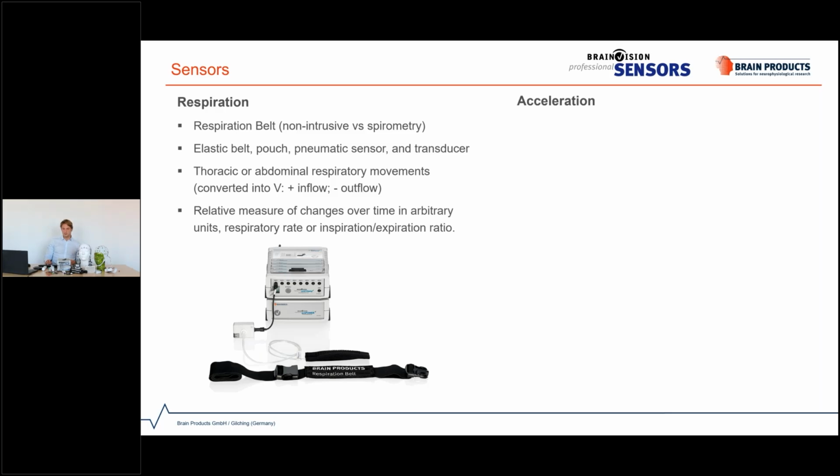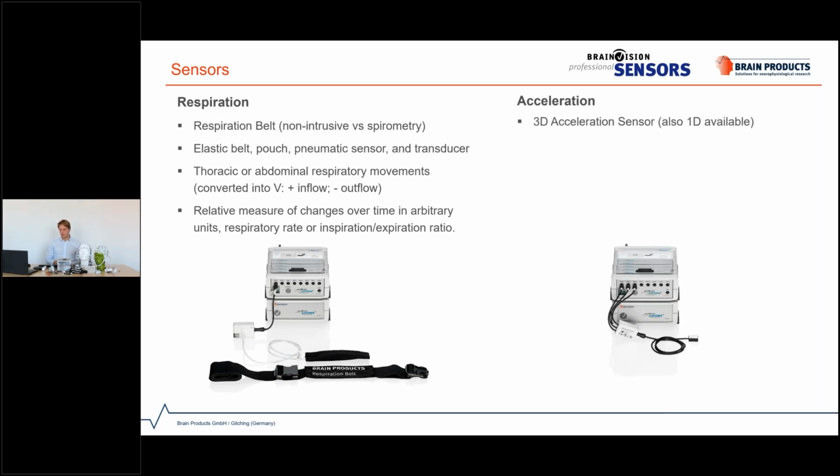For acceleration, we have a 3D acceleration sensor, which is also available as a one-dimensional acceleration sensor. It consists of a small differential capacitor. This is pretty tiny. Oops, sorry. It can be placed anywhere on the body. Within the sensor itself, there are 2 fixed plates fixed to a flexible silicon structure, which are sensitive to movement and output a signal that can be measured in G-force, so 9.81 meters per square second.